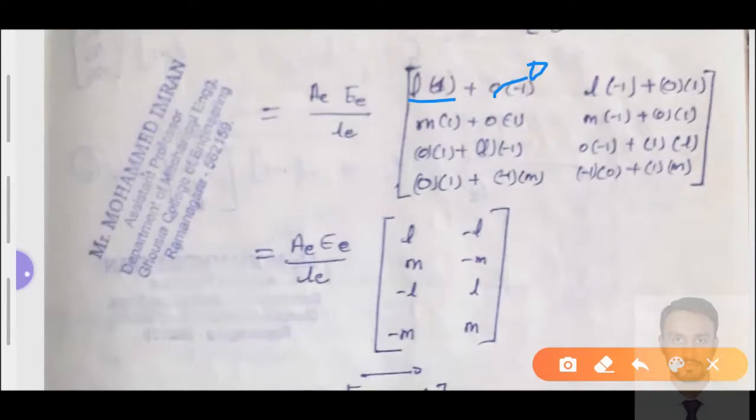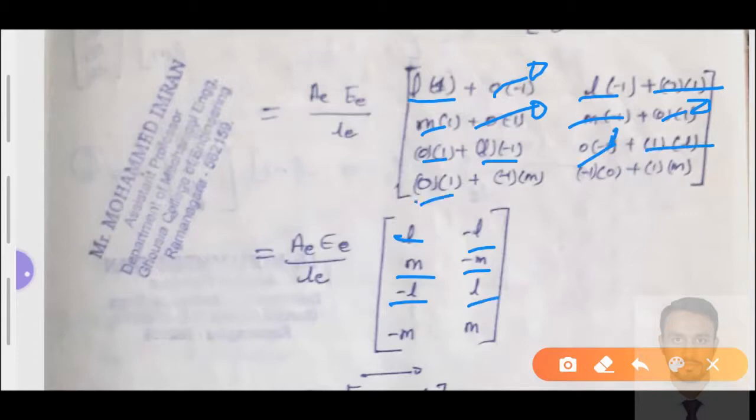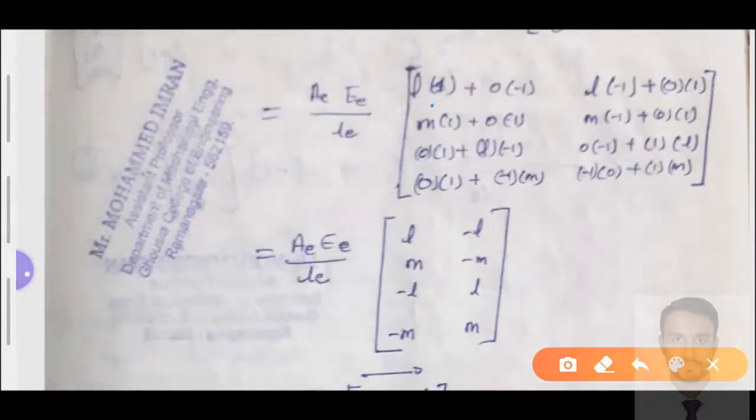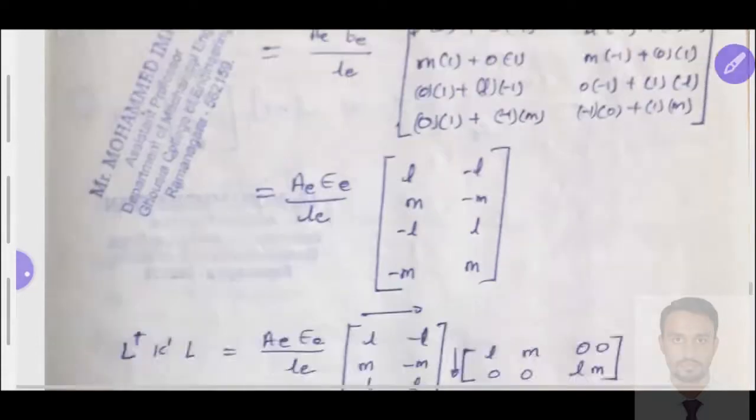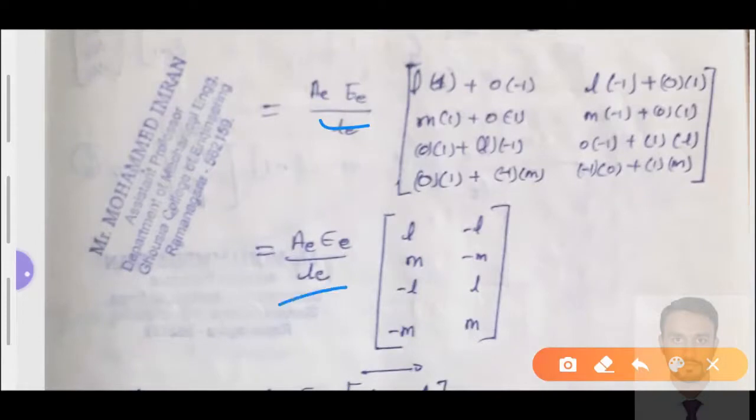This will go: L into 1, L minus L becomes minus L; this becomes 0; M into 1 plus M; this becomes 0, minus M plus 0; 0 minus L, we have minus L; this becomes 0 into L, L; we have 0 minus M, here 0 plus M. So here the matrix we have is L, minus L, M, minus M, minus L, plus L, minus M, plus M. This remains the same, and we have copied it here.